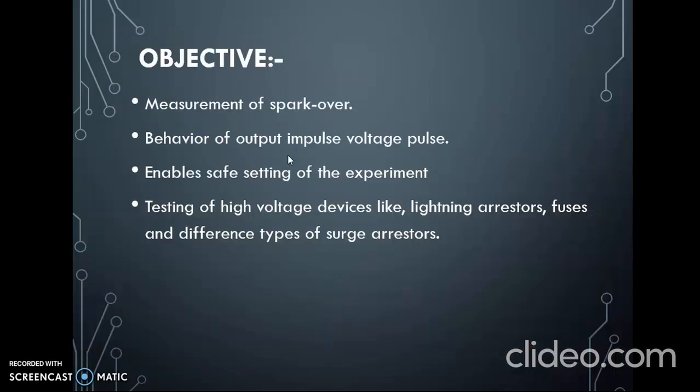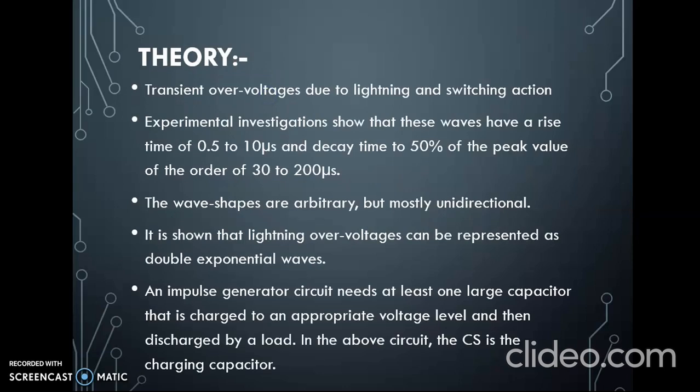Some of the objectives of this simulation model are to study the measurement of spark over and withstand voltages of various test objects, to study the behavior of the output impulse voltage pulse, to enable safe setting up of the experiments, and testing of high voltage devices like lightning arresters, fuses, and different types of surge arresters. The further part will be explained by Nikhil.